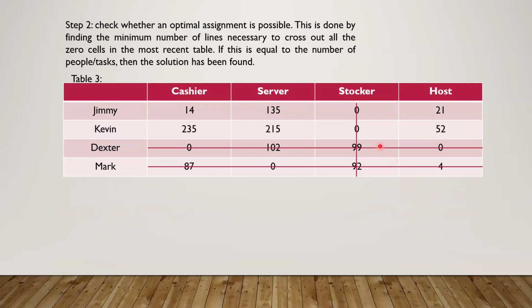So in this table 3, we have the lines. So we have the 0, we put the lines. In this row, we have the 0 and the 0, we put another line. And the last row, we have this 0, so we put another line. If we count all the lines, we have 3, so the solution has not been found yet.